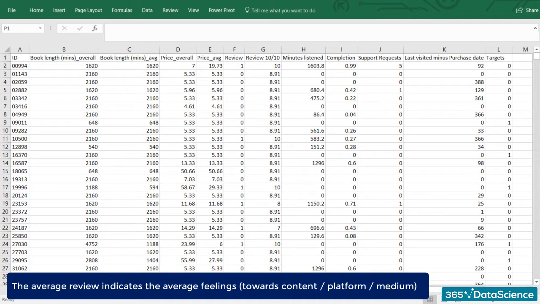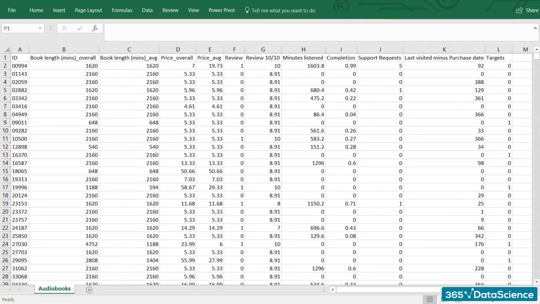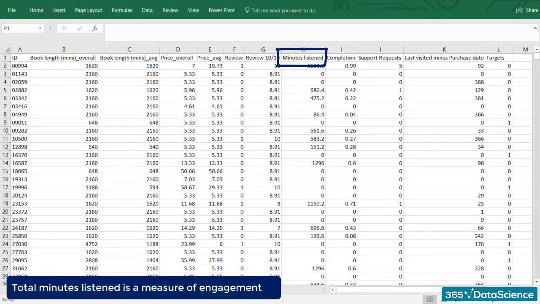whole. An average of 2 out of 10 indicates the person did not have a pleasant experience with audiobooks, especially when the average is 8.91. It is logical that such a customer is not likely to buy again. All right, done here. Then we have total minutes listened, which is a measure of engagement.